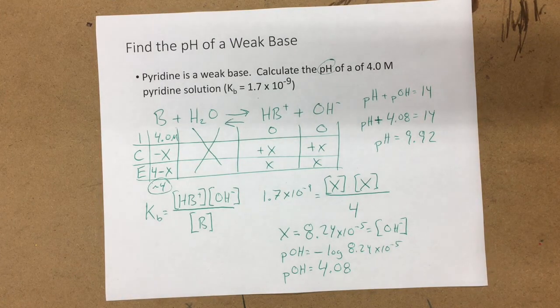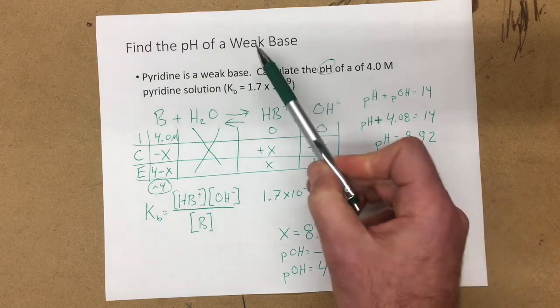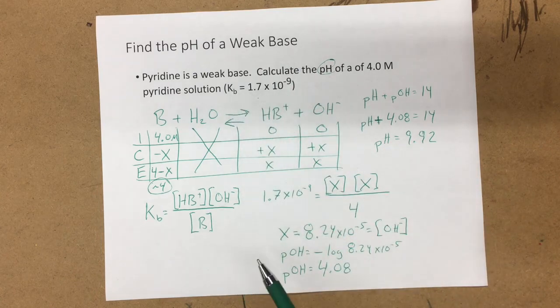Okay, so that is how to find the pH of a weak base solution when you're given Kb. Set up the ICE table, solve for the concentration of hydroxide, and then once you have the concentration of hydroxide, you can find pOH, and use pOH to find pH.